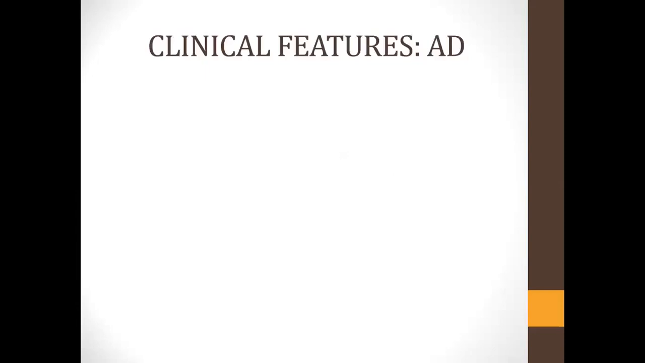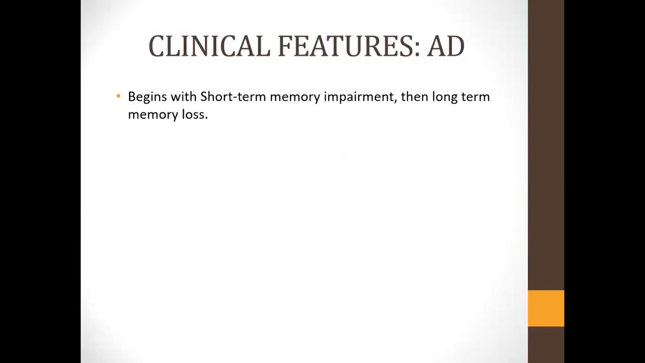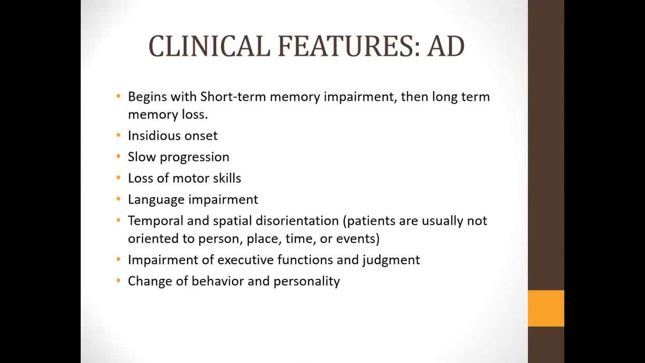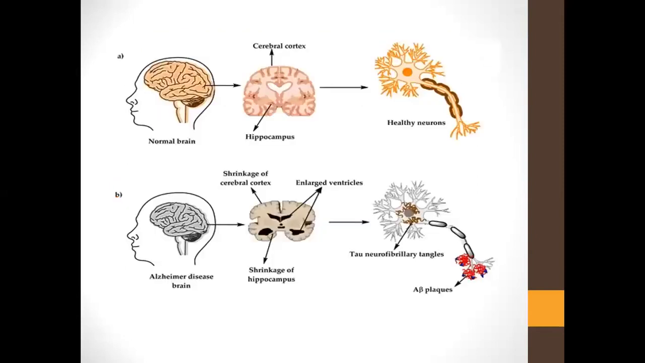So the clinical features of Alzheimer's include short-term memory impairment, which converts into long-term memory loss. It is insidious in onset and has slow progression. It involves loss of motor skills, language impairment, temporal and spatial disorientation, and patients are not usually oriented to person, place, time, or events. Impairment of executive functions and judgment leads to change in behavior and personality. And finally, in later stages, the patient will have focal neurologic deficits.